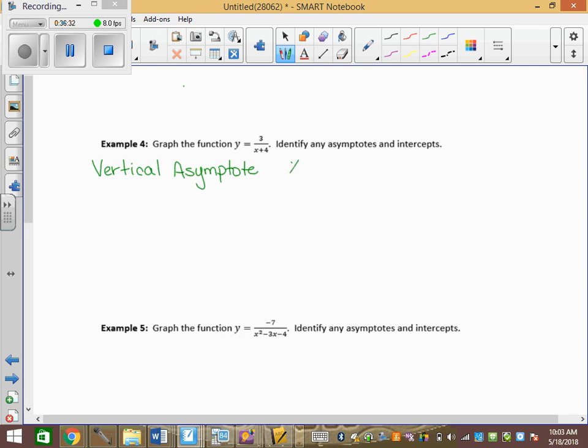So we have x plus 4 equals 0, and wherever x plus 4 equals 0 is our asymptote. We have x equals -4. Got our vertical asymptote, and we're moving on.